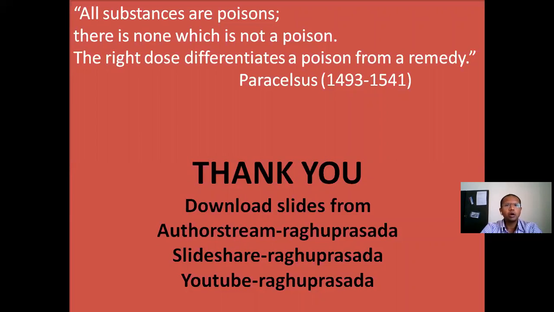To finish, all substances are poisons. By studying today's topic, we know that there is none which is not a poison, and the right dose differentiates poison from remedy. For example, atropine can be given at very low dosages. It can be helpful in treating organophosphorus poisoning. But if the dose increases, the same atropine will become life-threatening to people.